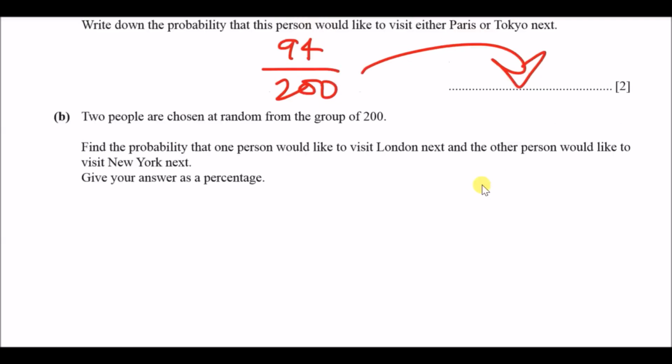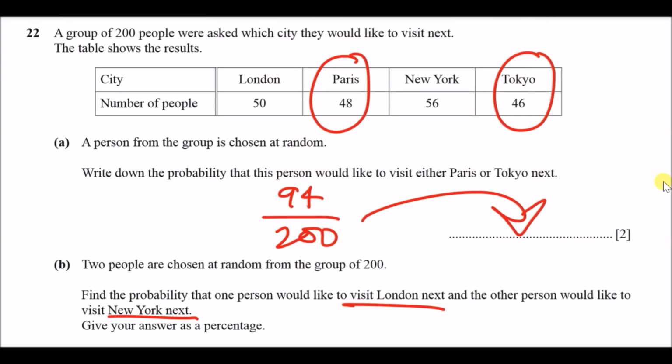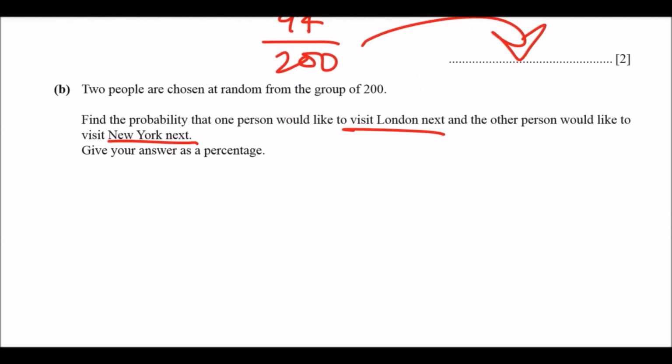Now B, 2 people are chosen at random from the group of 200. Find the probability that one person would like to visit London and the other would like to visit New York. Okay, so this is important, London and New York. Give your answer as a percentage. Now, if you want to visit London or New York, it doesn't specify the order. So this means that one of the people can go to London and the other could go to New York, or they can go to New York and then the other go to London.